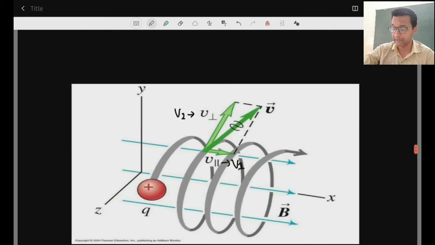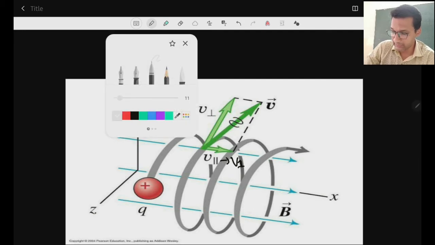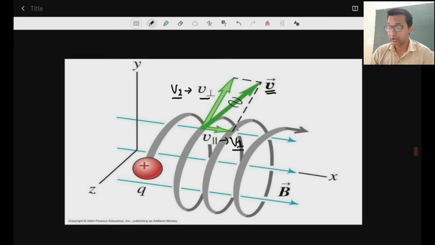Let us see this diagram. In this diagram you can see this is the velocity of the particle which is entering at an angle which is not 90 degrees or 0 degrees. Then we can divide this velocity into two components. One component which is perpendicular to the magnetic field, and a component which is parallel to the magnetic field. The component which is perpendicular is V2 and the component which is parallel is V1. We have already seen what happens for the perpendicular component.